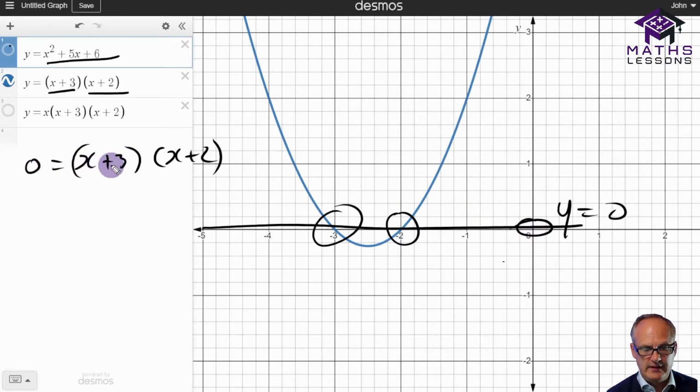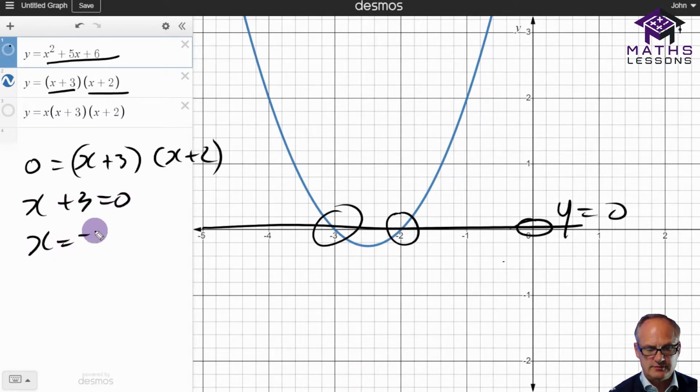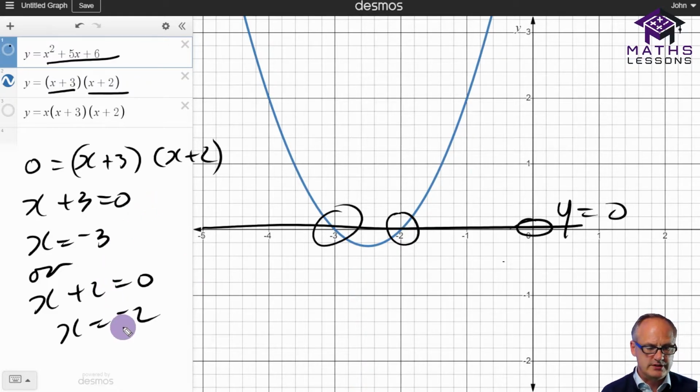Now, if these two things multiplied together give you 0, either the x plus 3 must equal 0, in which case x equals -3, or the x plus 2 must equal 0, in which case x equals -2. So when you've got two numbers multiplied together to give you 0, one of them must be 0, or the other one must be 0. If we solve each one, you can see the two places where we cross the axes.